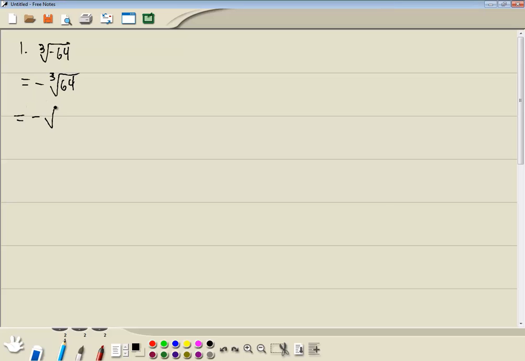Now 64 is 4 times 4 times 4. Now our index is the number in a slot here, and it tells us how many sets of whatever we're looking at. So we're looking for sets of 3 of something. So here's a set of 3 4s, so those 3 4s come out in front as a single 4. So our answer is negative 4.